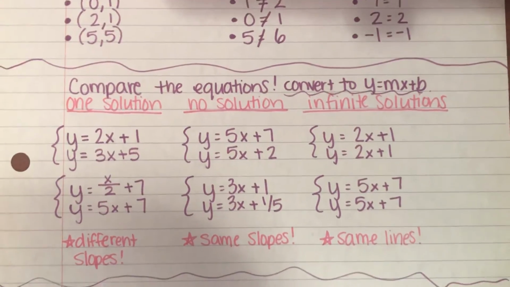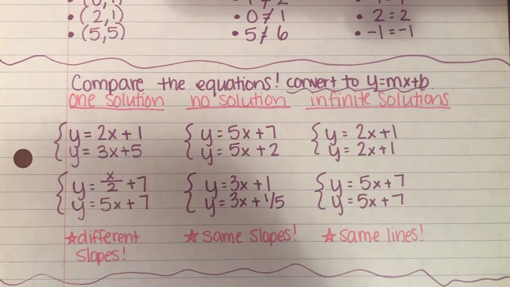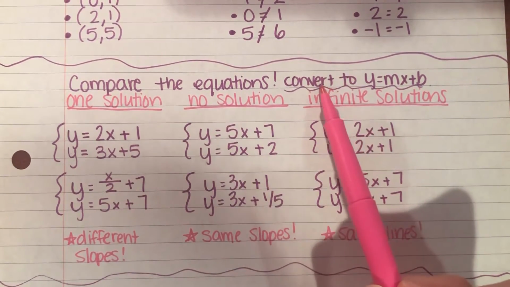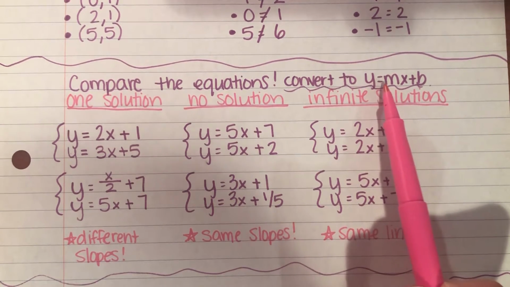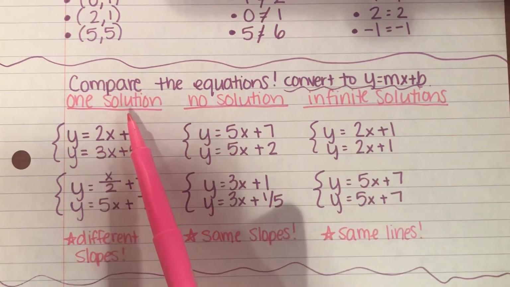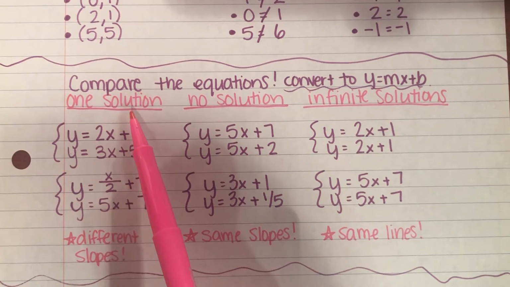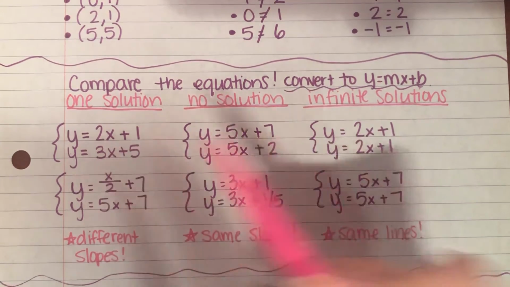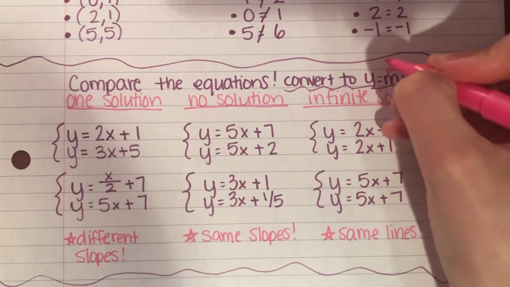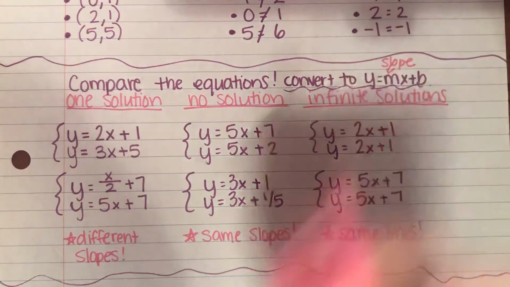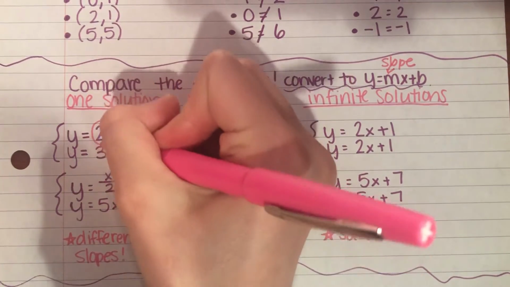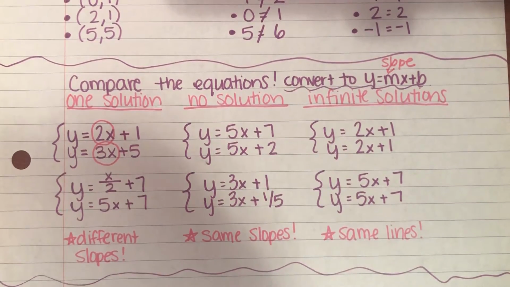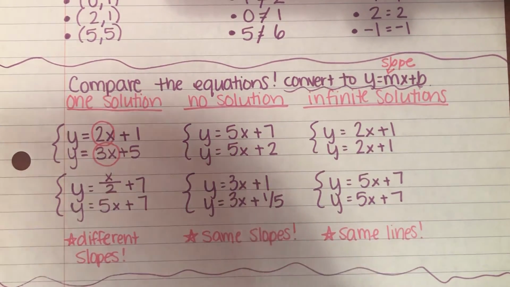The next way is to just look at the equations themselves. And if we want to compare our equations, we have to first convert into y equals mx plus b, or slope-intercept form. We know if there is one solution if both of our equations have different slopes. So remember that your slope is m. And so here we have a slope of 2 and a slope of 3. They're different, so that means that they are going to cross at one point.